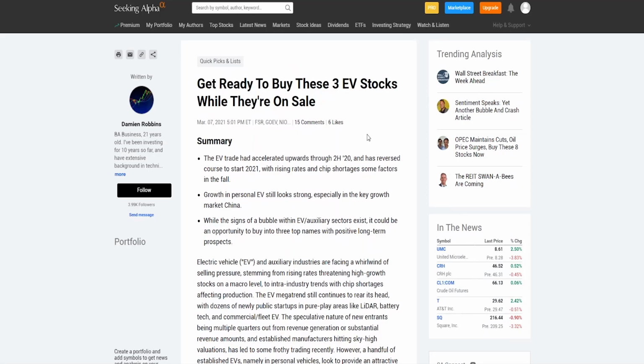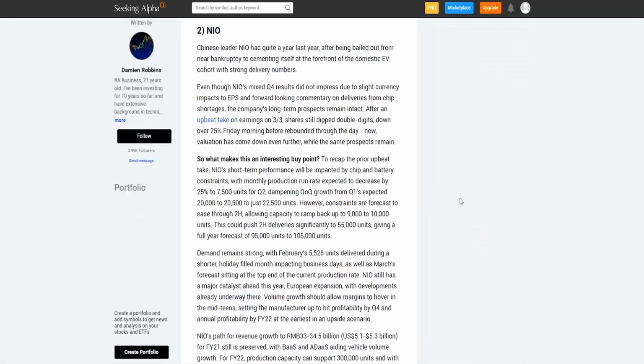And a few hours ago, there was a new article on Seeking Alpha: Get ready to buy these three EV stocks while they are on sale. This article is about Tesla, NIO and Xpeng, so it's perfectly in line with what I'm about to tell you and show you in this and the previous video. So what makes this company, NIO, an interesting buy point?